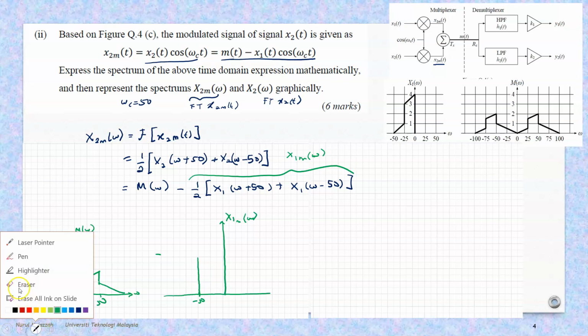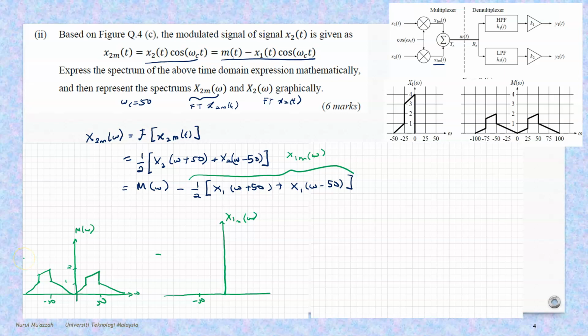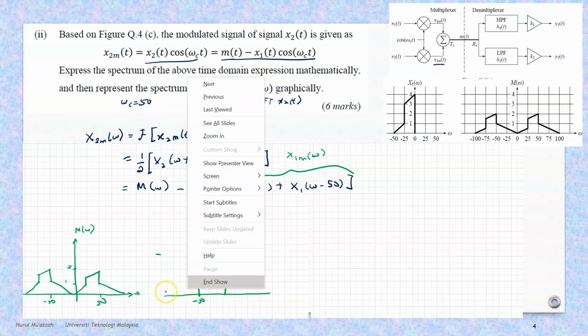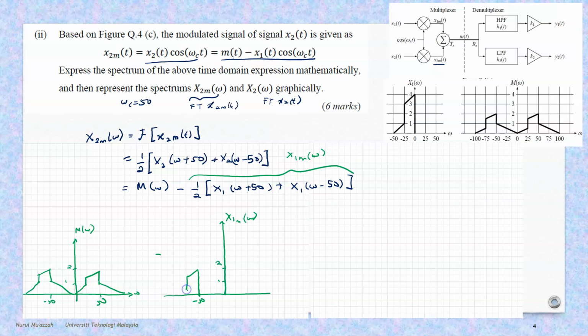The highest amplitude here is 2. So let me make the amplitude here 2, the same as M omega. So this is 2. We draw like this, and then this should be 1, and 1. This one is at 1. So when we want to change the signal, it should be at half. I hope you understand what I'm trying to say here. So this is the signal for X1 omega, which has been shifted to negative 50, and this part is also shifted to 50.